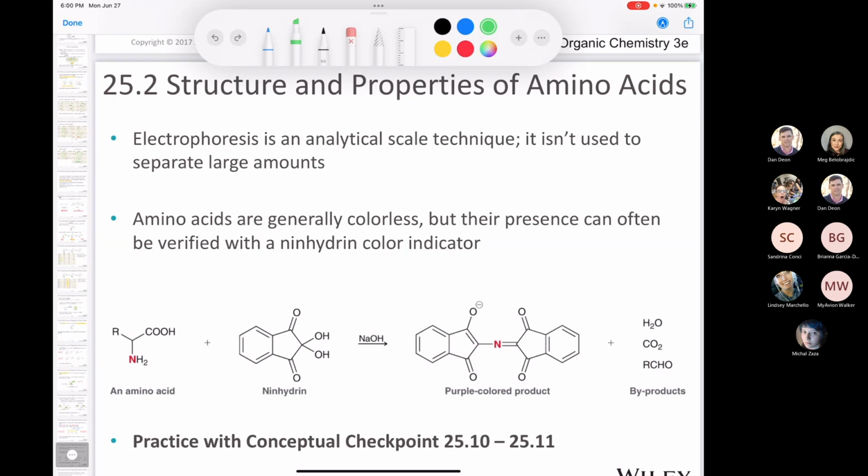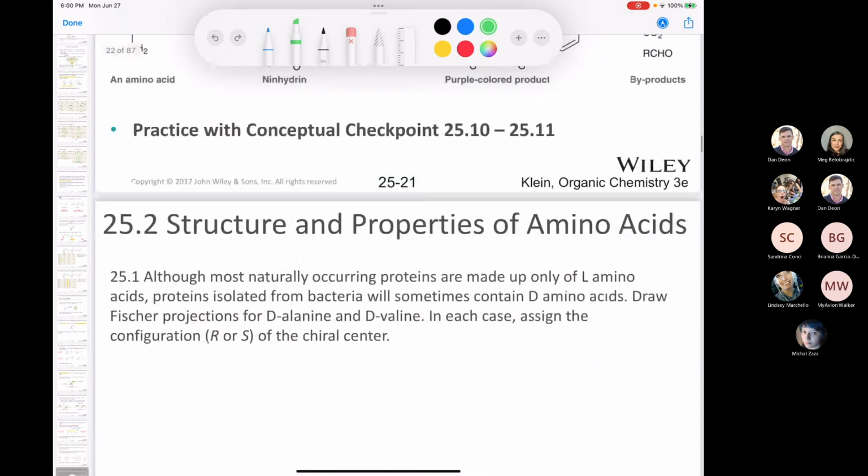You get a purple colored product. Has anybody ever seen that on a crime show? They spray this spray, not luminol, that's something else, but they'll spray it on fingerprints and it turns purple. Anyhow, our book seems a little obsessed with ninhydrin, drawing the product of ninhydrin. But the bottom line is you just combine the amino acid with this molecule called ninhydrin, and you end up forming a purple stain, and then it liberates part of the amino acid as an aldehyde, and you get some CO2 plus water.